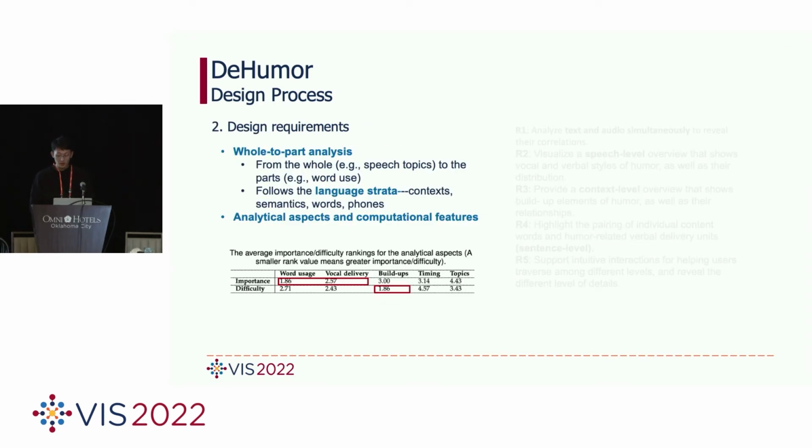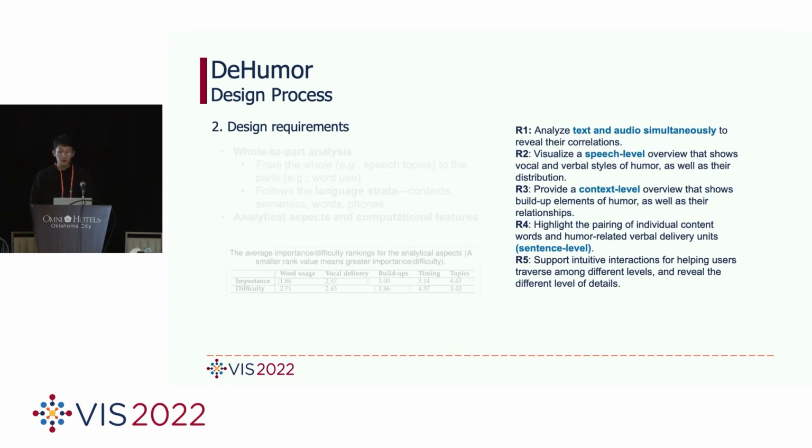According to the user interviews, we identified that users generally analyze the speech from the whole to the parts, and the analysis follows the language strata from context to forms. The word usage and vocal delivery with the highest importance rankings were considered essential for humor analysis, while the humor build-ups were considered the most difficult part. Besides, we distill a set of design requirements to support this multi-level exploration of humor features from speech, context, and sentence levels.